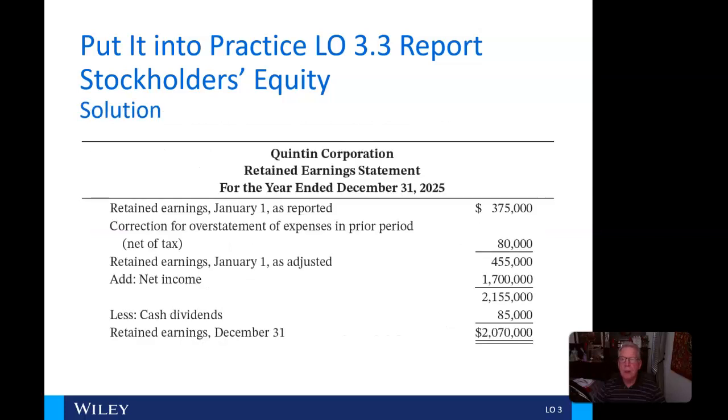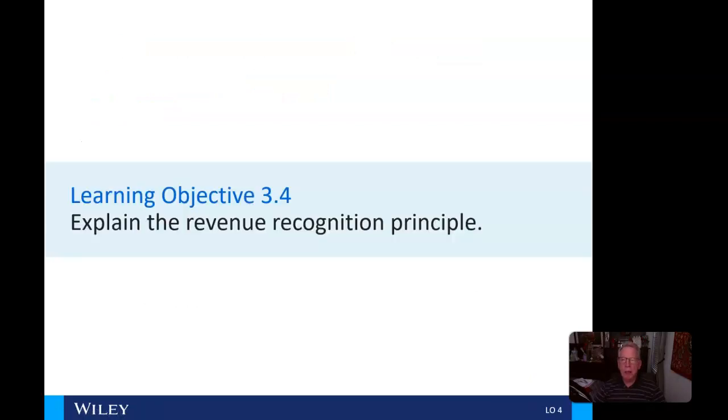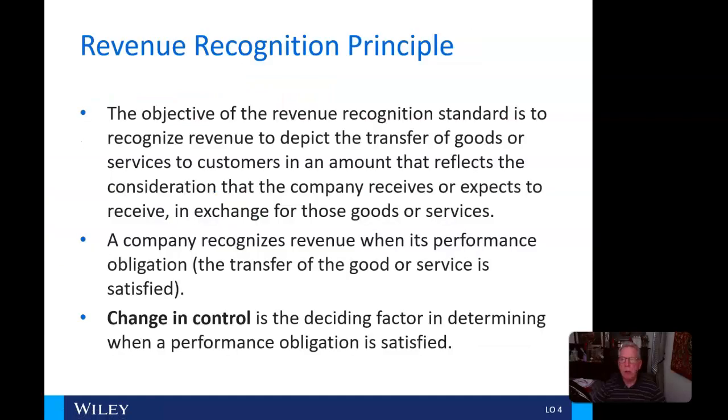Anyway, the instructions were going to prepare a retained earnings statement for the year ended December 31, 2025. So you can see here, here's our beginning retained earnings, 375. Right away, we're going to correct the overstated expenses in the prior period net of tax. So 455,000 adjusted January 1. Then we add our net income to that. We subtract our dividends from that, and we get our retained earnings. Pretty straightforward there.